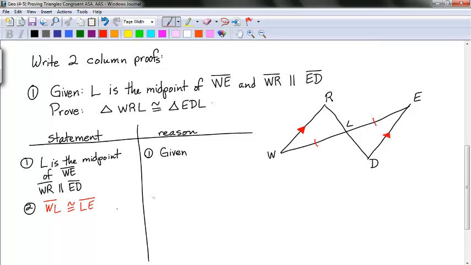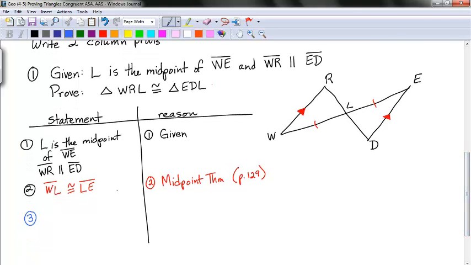Now, what's the reason? You could go definition of midpoint, or the author was actually using midpoint theorem. I probably would not count it wrong if you use definition of midpoint. And that goes back, those of you that were gone yesterday, that's back on page 129. Okay, then if you look, we've got 2, and we're trying to get triangle WRL congruent to EDL, and we've got parallel lines.